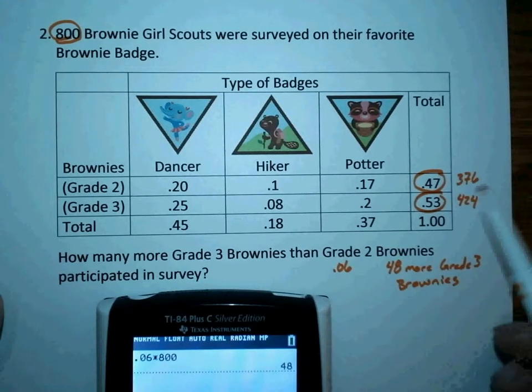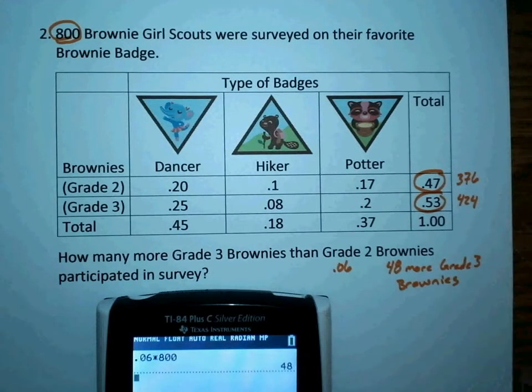So whichever method you prefer. I know a lot of people like to find the totals first and then just subtract them, but you can take the percents, subtract them, and then multiply that by the total. So whichever one makes more sense for you, just roll with it.